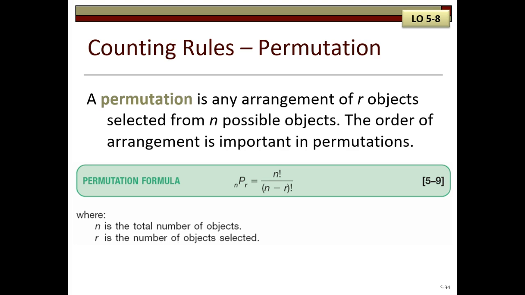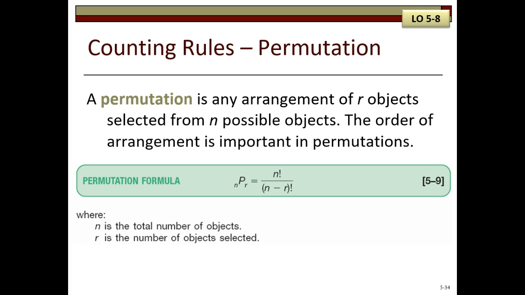So for instance, in permutation, the sequence ABC is different from ACB, BAC, BCA, CAB, or CBA. So there are 6 different ways of arranging the letters A, B, and C. However, for combinations, order is not important. Therefore, these different sequences are counted as one arrangement only.